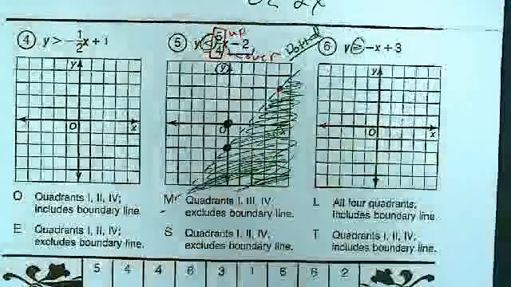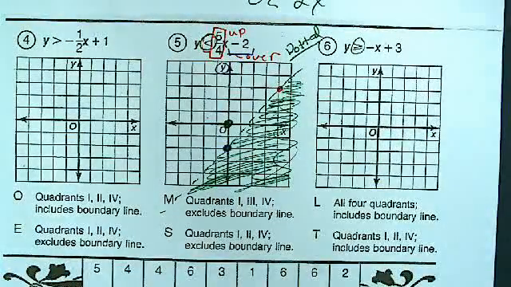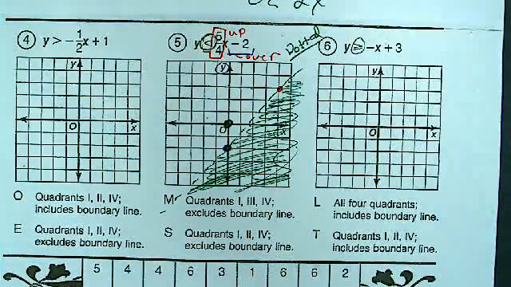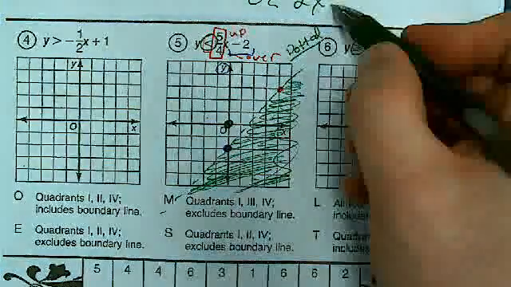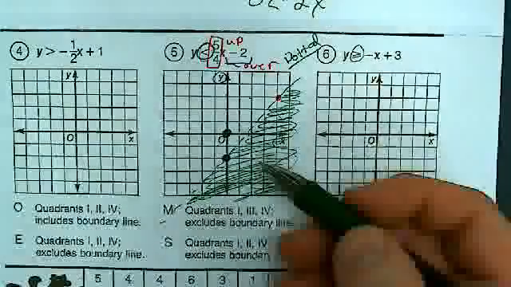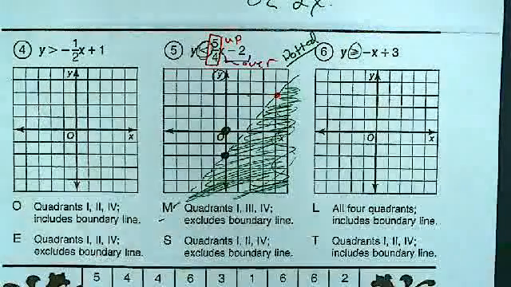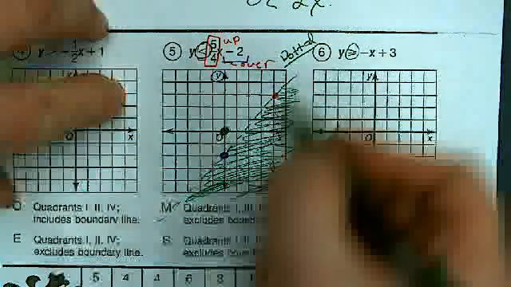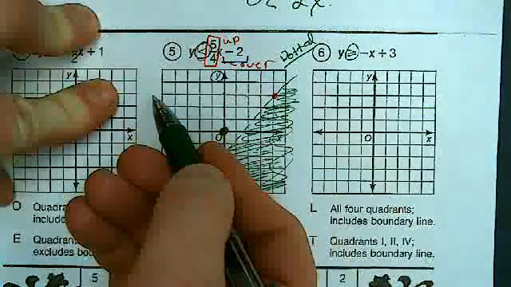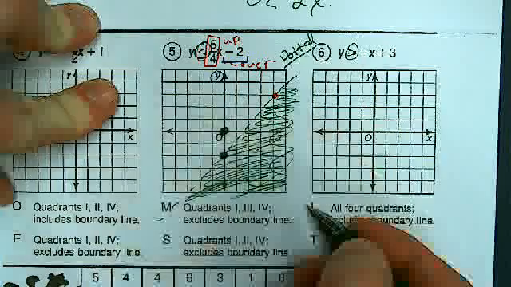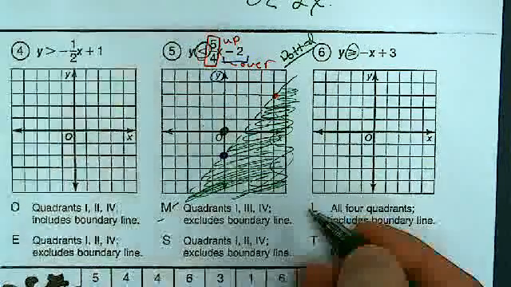The question isn't so much do I shade up or down, it's do I shade away from or towards. If it is in the solution, then I'm going to shade towards that point. If it's not, I shade away from it. Which way is towards? Down or under? If here's my line, shading this way is towards 0, 0, this way is away from 0, 0. And since 0, 0 didn't work, I shade away from it.